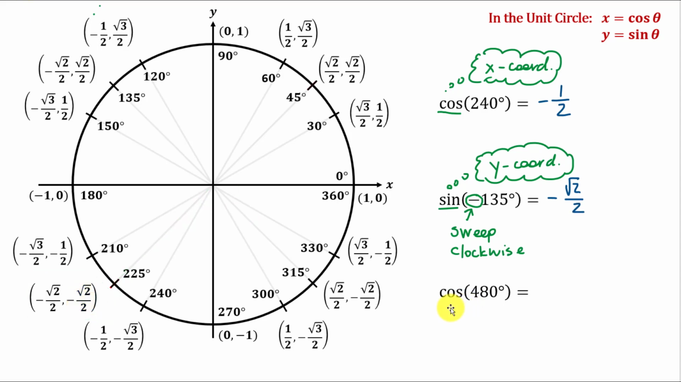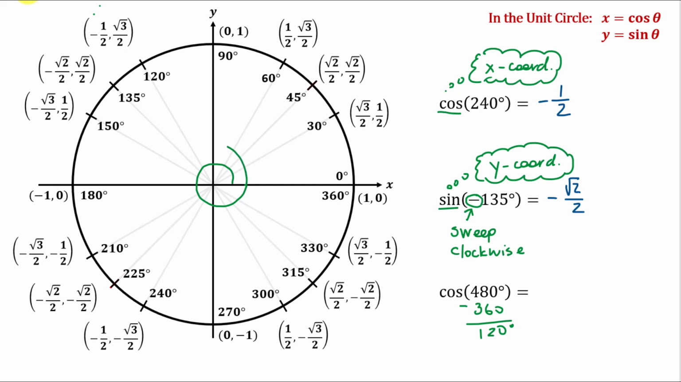And the last question on this page is cosine of 480-degree angle. It's a positive angle, so I will be sweeping counterclockwise. I need to find where this angle terminates, 480 degrees. So I'll start 90, 180, 270, 360. I have to continue. And how much further do I need to go? I can quickly calculate that. So if I take 480 and subtract 360, I'll get 120. So I need to go 120 degrees more.